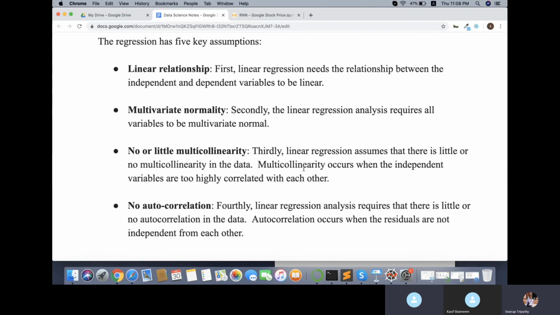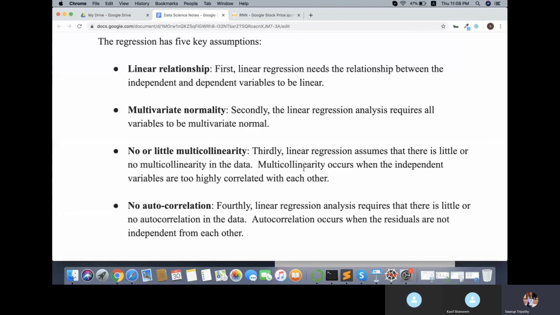Okay, so that will be your multicollinearity. So now this is what we assume: there is no multicollinearity or little multicollinearity within the data. Next is no autocorrelation. Autocorrelation is something which happens when the residuals are not independent of each other.